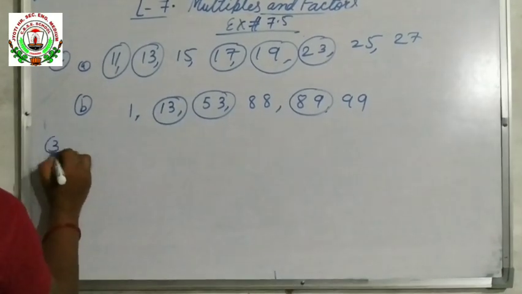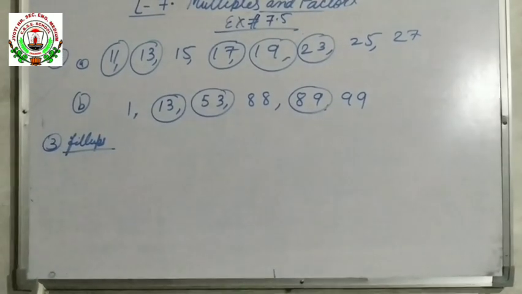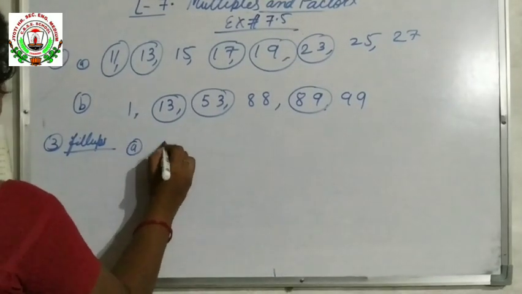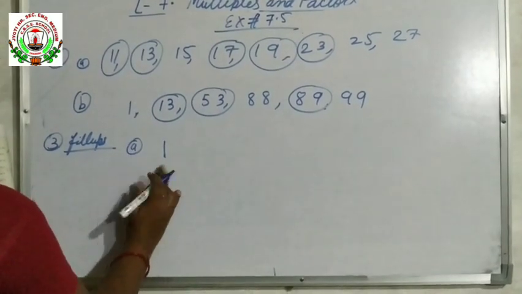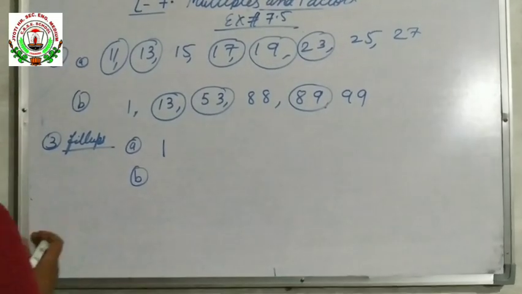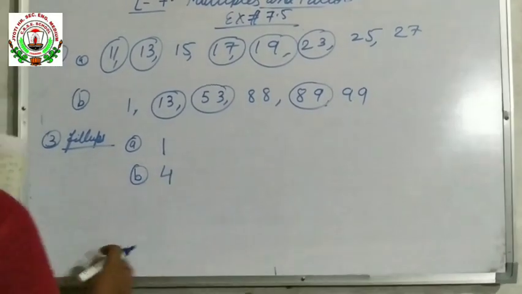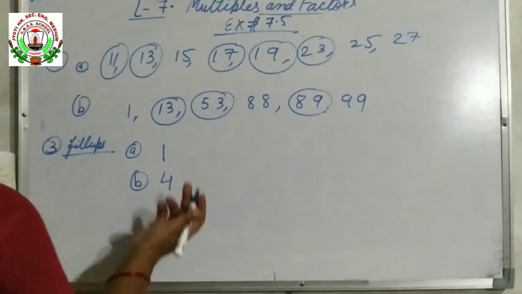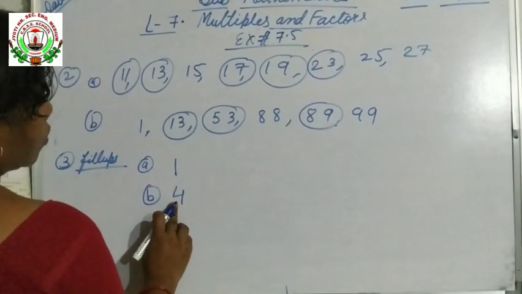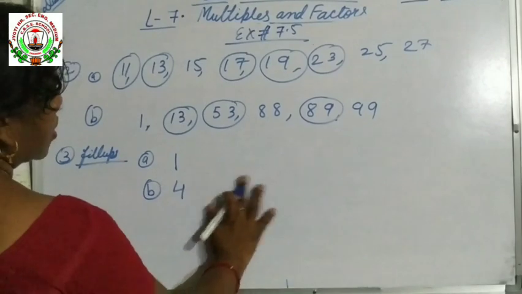Next is our question number 3, that is your fill-ups. In fill-ups, dash is neither composite nor prime number. I told you it is 1. 1 is neither prime nor composite. Number B is dash is the smallest composite number. Smallest composite number, that is 4, because 2 is a prime number. Next, 3 is also a prime number. 4 is a composite number because it is having more than 2 factors. Its factors are 1, 2 and 4. More than 2 factors, so it is a composite number.